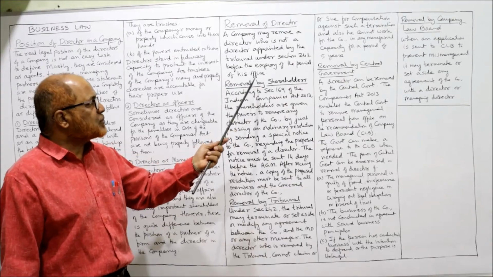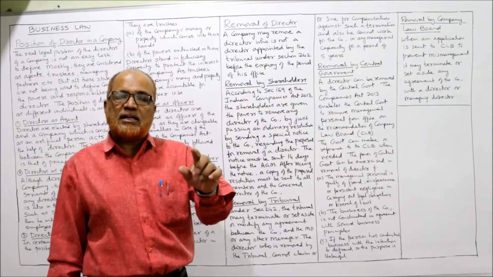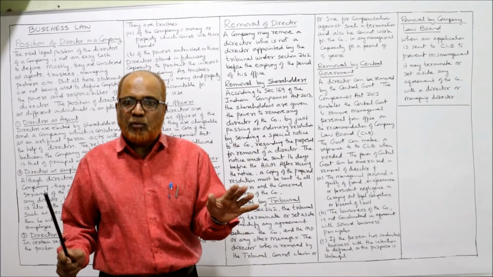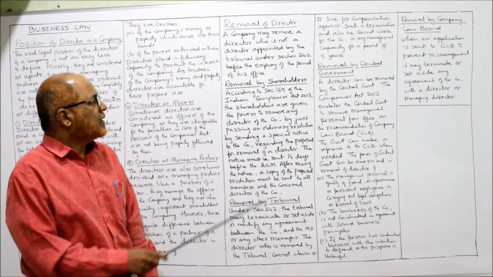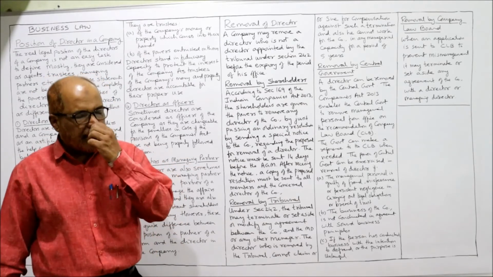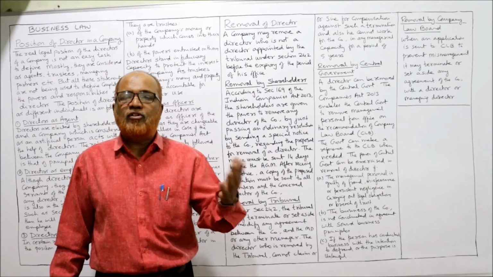242, before the expiry of the period of his office. So only if the director is appointed by the tribunal, the company cannot remove him. Otherwise, a director can be removed by the company. So, removal by shareholders. Actually, directors are appointed by shareholders, so directors can be removed by shareholders.